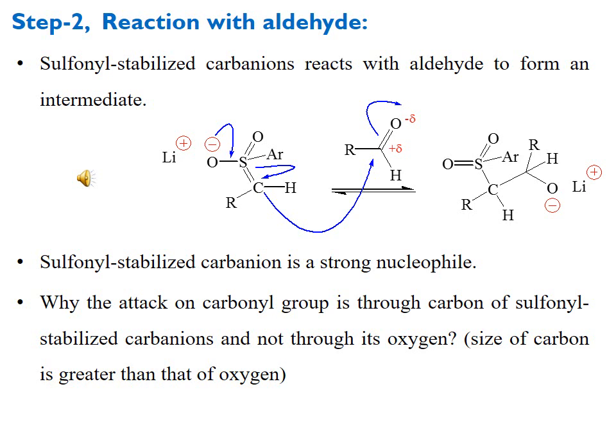Here is the second step of this reaction, which is reaction with aldehyde. The sulfonyl stabilized carbanion, which was produced in the first step, is now reacted with aldehyde. It acts as a nucleophile through the carbon. You can see the negative charge on oxygen moves towards the sulfur, and the double bond moves on to the carbon. Carbon, acting as a nucleophile, attacks the electrophilic carbon of the carbonyl of the aldehyde, and then the pi bond is broken and oxygen gets the negative charge, and we get this alkoxide ion.